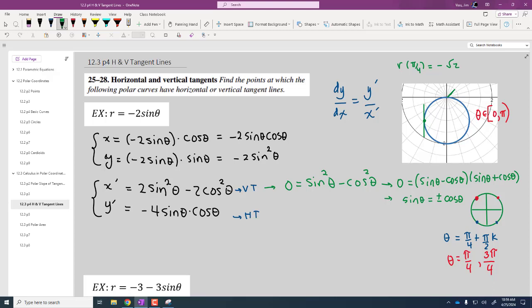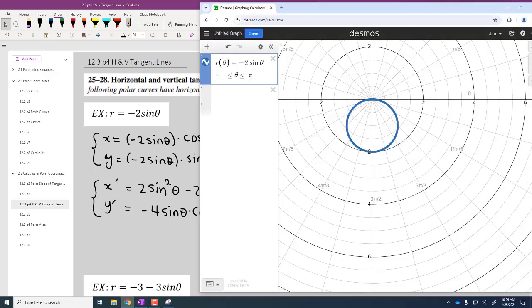How do you know it only goes to pi and not 2 pi? Because if we look at Desmos, we can do it by hand, or it's easy enough in Desmos to just adjust this right here. Yeah, I was curious, not on Desmos, like how to test it.